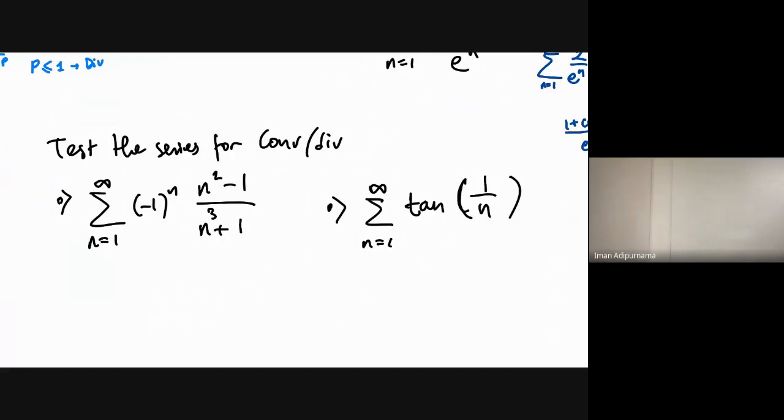Okay, sometimes for the alternating series, you need to define, if it is convergent, what kind of convergence. You have the absolute and you have conditional. Sometimes you need to mention which one of them. So from absolute and conditional, what kind of convergence is this? Can you try number one?